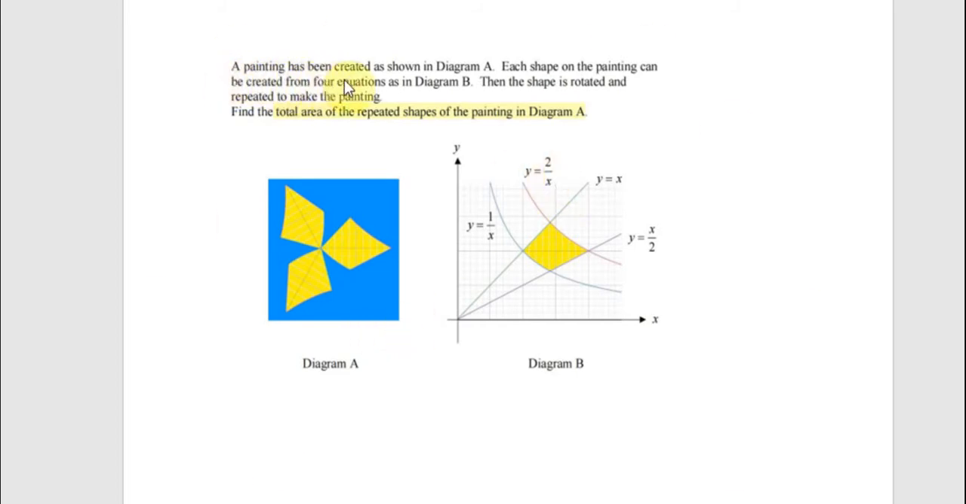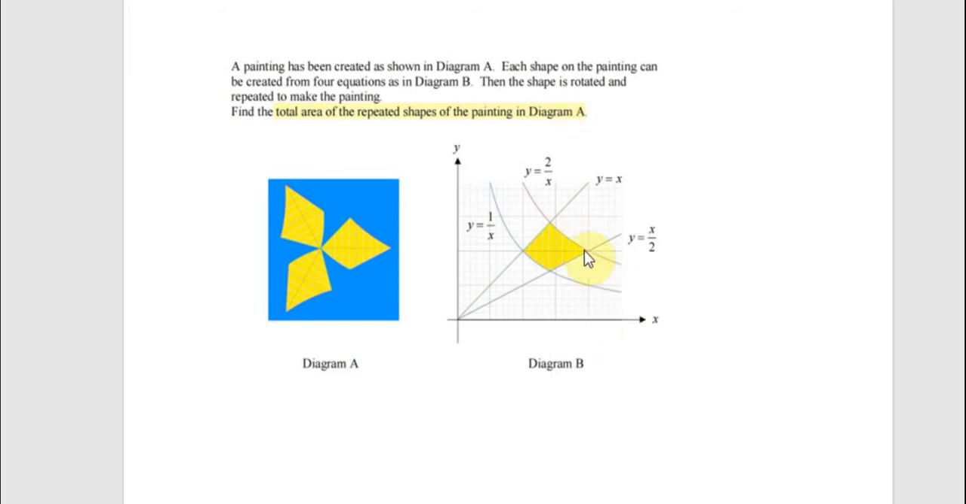A painting has been created as shown in diagram A. Each shape on the painting can be created from four equations as in diagram B. Then the shape is rotated and repeated to make the painting. Find the total area of the repeated shapes of the painting in diagram A.